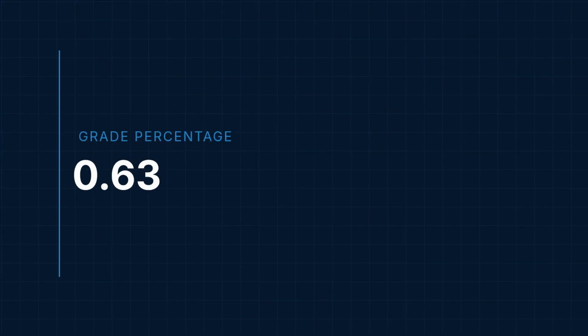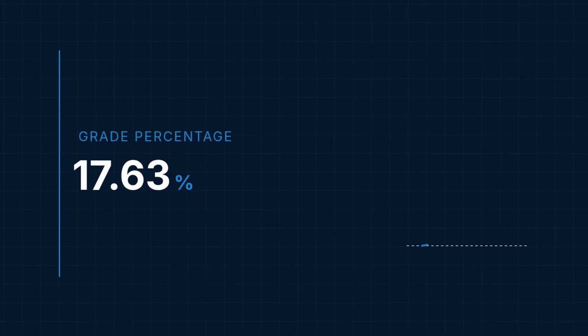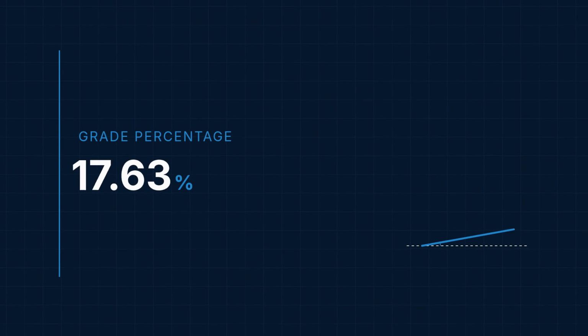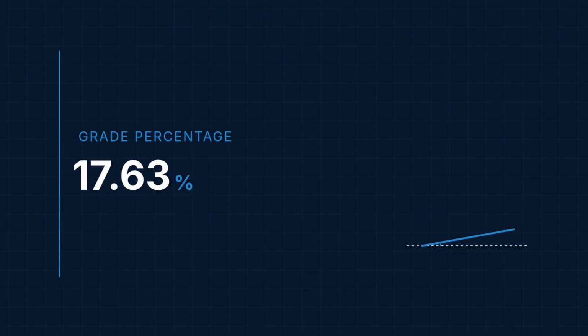Second, the grade percentage is 17.63%, expressing the slope as a percentage commonly used in civil engineering and road design. Third, the angle reads 10 order degrees, giving us the inclination from horizontal.